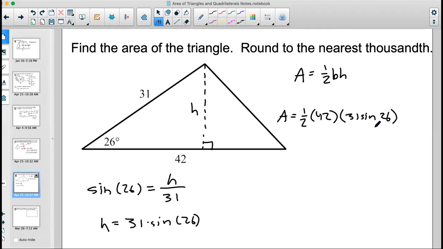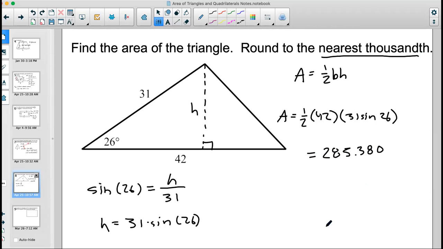I can just punch all this into my calculator at once. 0.5 times 42 times 31 times the sine of 26. Make sure you're in degree mode or it's not going to work. And I get 285.380, 285.380 once it's rounded to the nearest thousandth as was requested. And there's no units here, so I can just leave it like this, and that's my answer.